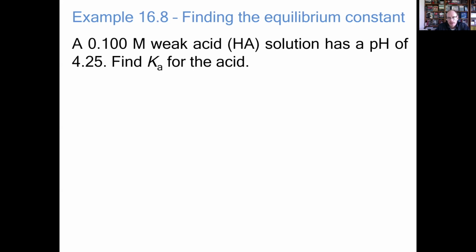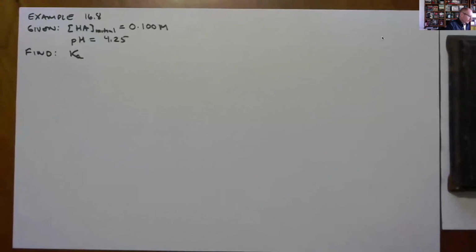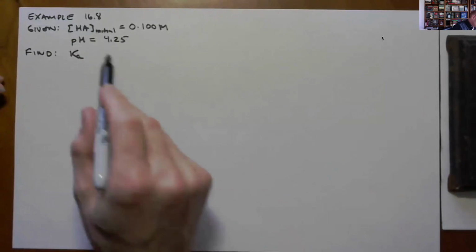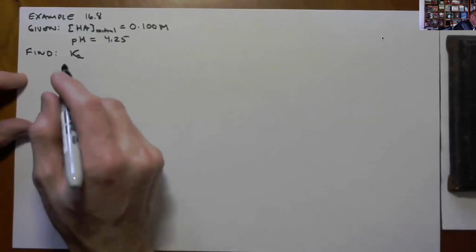Example 16.8 is sort of a twist to the previous examples, because here we're given the formulation of a weak acid, and we're given its pH, and then we're asked to find the ionization constant. Okay, so example 16.8, they give us this initial concentration, and they give us the pH. They want us to find the Ka. So what are we really talking about here?